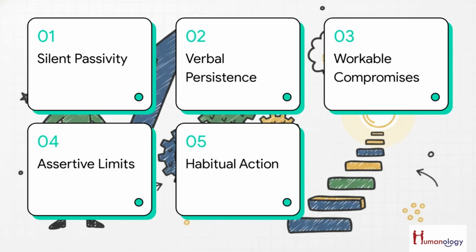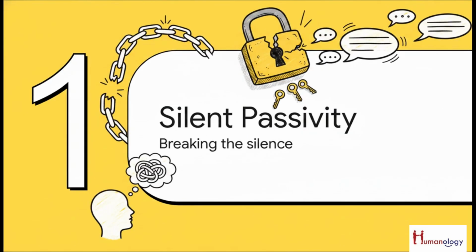Okay, let's dive into this chronological journey. We're going to cover 1. Breaking silent passivity. 2. Substituting verbal persistence. 3. Finding workable compromises. 4. Understanding the limits of being assertive. And 5. Creating habitual action. All right, starting with step 1, breaking silent passivity.